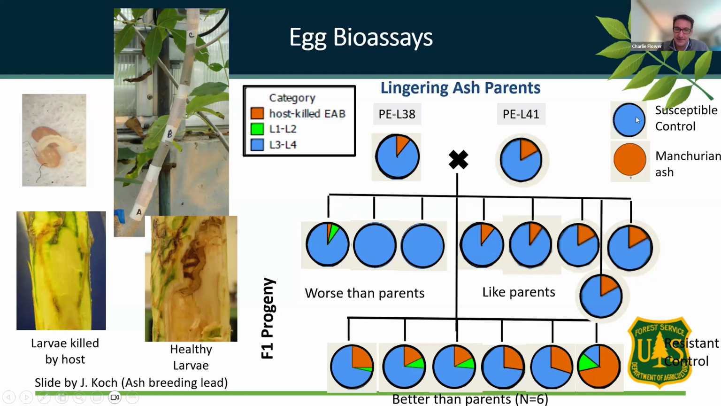And so we take two trees with differential host kill, but higher than your average. We cross those and we get a handful of different progeny. Some that are worse than the parents, some that are like the parents, and a bunch that are better than the parents. And you can see some of these that are better than the parents are really, really good, right? We get upwards of 70%, 75% host kill in some of these. So this breeding program really has legs. This isn't going to be a silver bullet for the environment, but it's certainly going to be a step in the right direction to get us closer to preserving these systems and the genus itself.